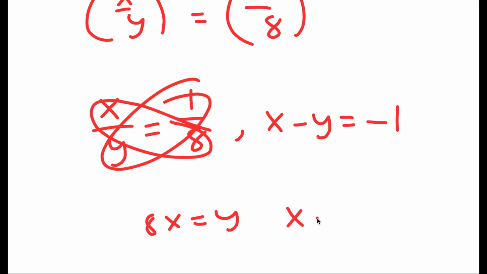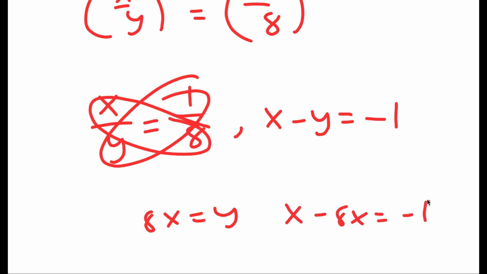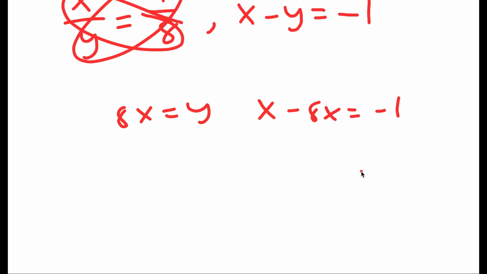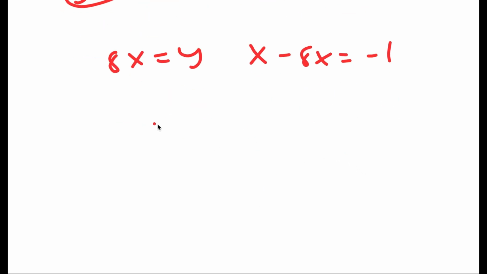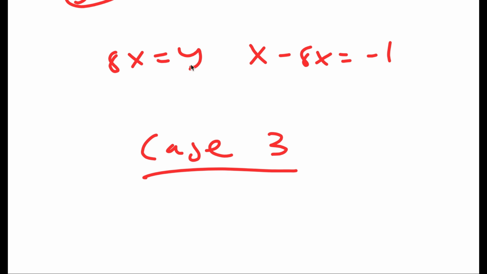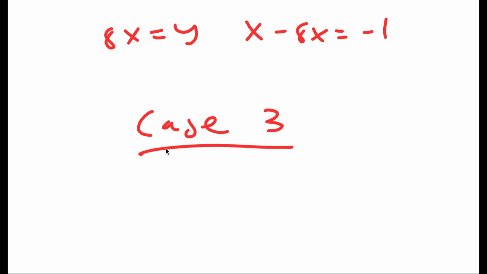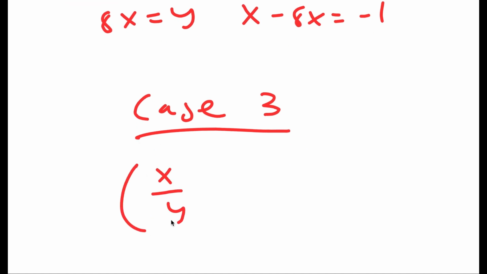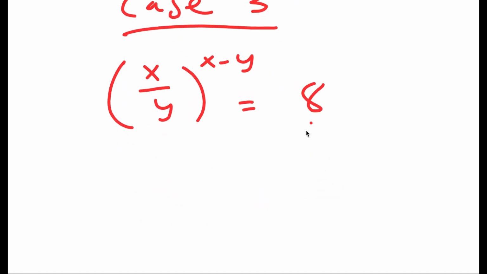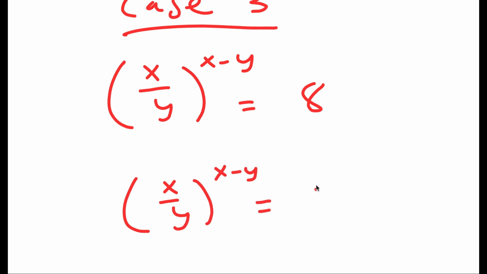So x minus ax is equal to negative 1. Now I'm going to move on to my third case, case 3. And I have the same thing, (x/y)^(x-y) is equal to 8. But this time, I'm going to rewrite 8 as 2 to the power of 3.